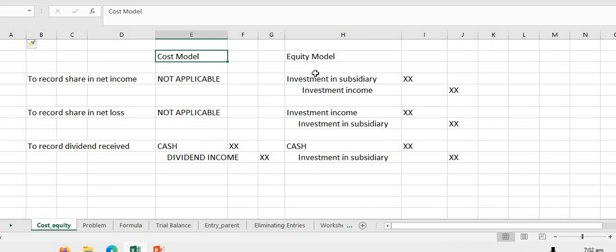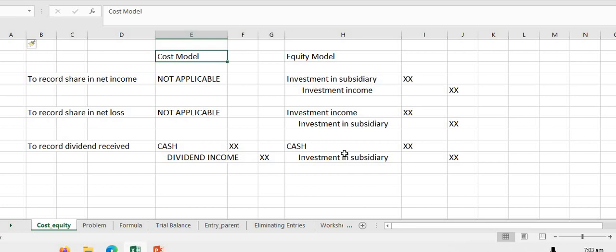In the equity model, the parent will record its share in the net income and the net loss of the subsidiary. If there is net income, the entry of the parent is a debit to investment in subsidiary account and a credit to investment income. However, when there is net loss, it's a debit to investment income and a credit to investment in subsidiary. When there is a dividend received from the subsidiary, it is a debit to cash and a credit to investment in subsidiary, so it is a return of investment.